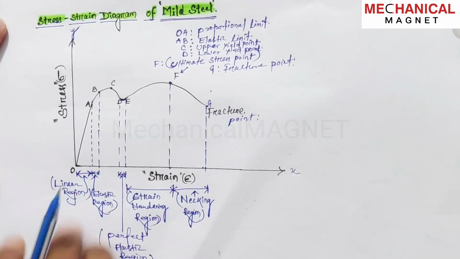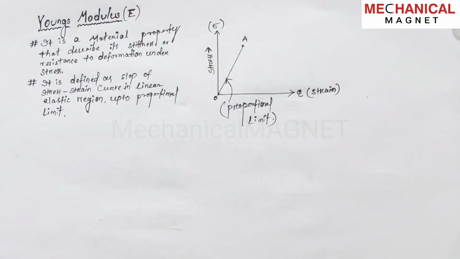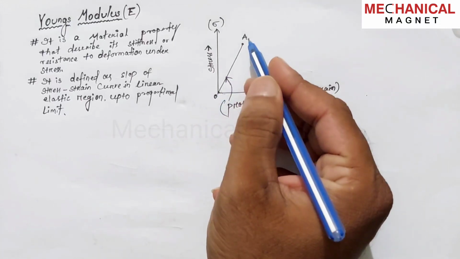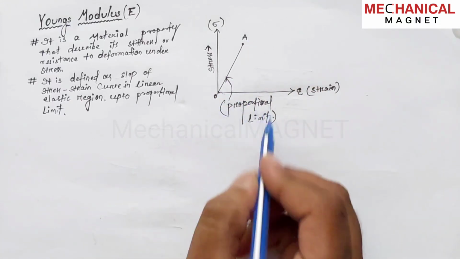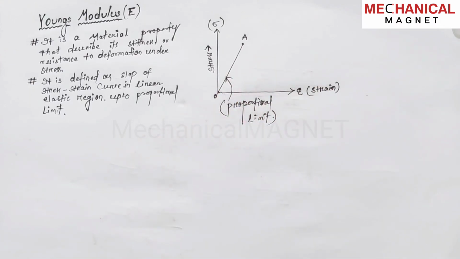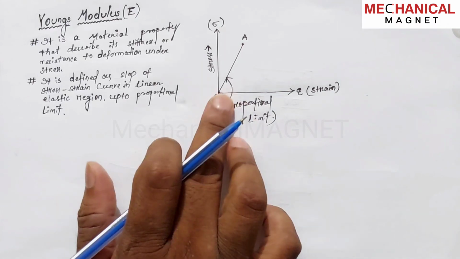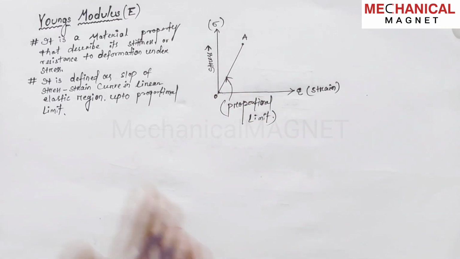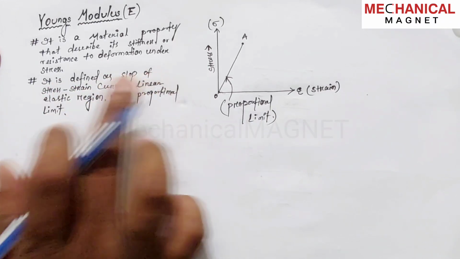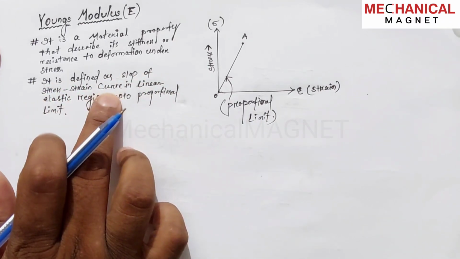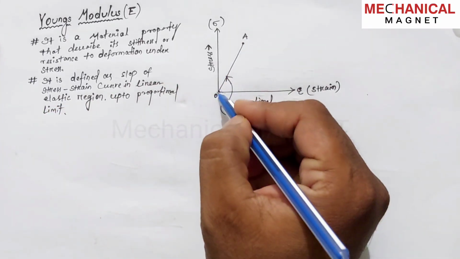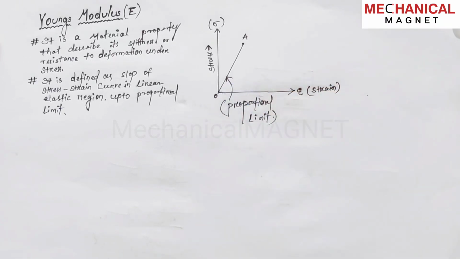So here in Young's modulus E, we are just going to discuss O to A, that is the linear region. Here in this body, this is the linear region, and we can say this is the proportional limit. So what is the main importance of this proportional limit? The main thing is that here Hooke's law is valid. For Young's modulus E, we can say it is defined as the slope of its stress-strain curve in the linear elastic region. Here the linear behavior occurs between the stress and strain.